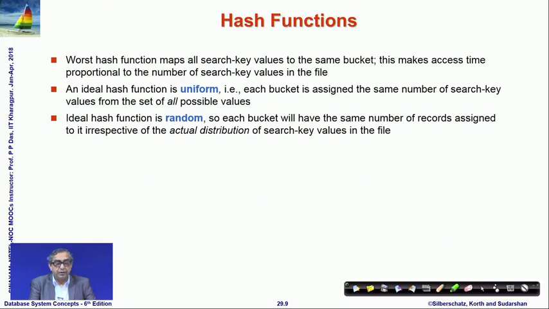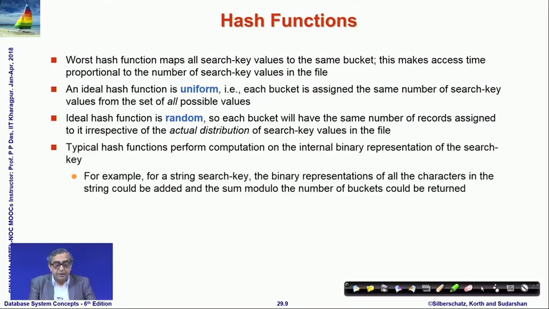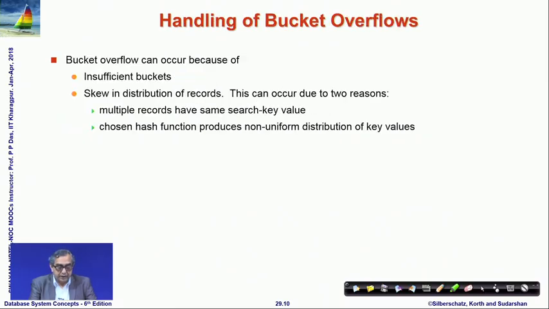So, every bucket will have the same number of records, and things will be balanced. A typical hash function performs computation on the internal binary representation of the search key. So, if it is a string, then you treat the characters as their binary representations as integers, do some sum modulo a number, exactly what we did in the last case.